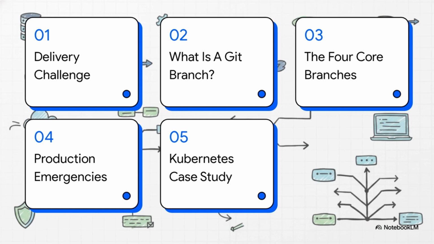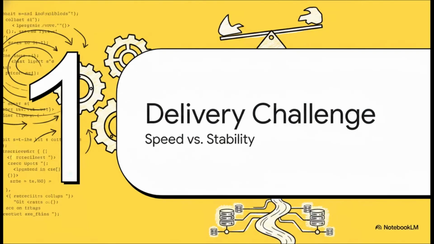We'll start with the software delivery challenge, then look at what is a Git branch, cover the 4 core branches, dive into handling production emergencies, and finally look at the Kubernetes case study. All right, section 1, the software delivery challenge, speed versus stability.